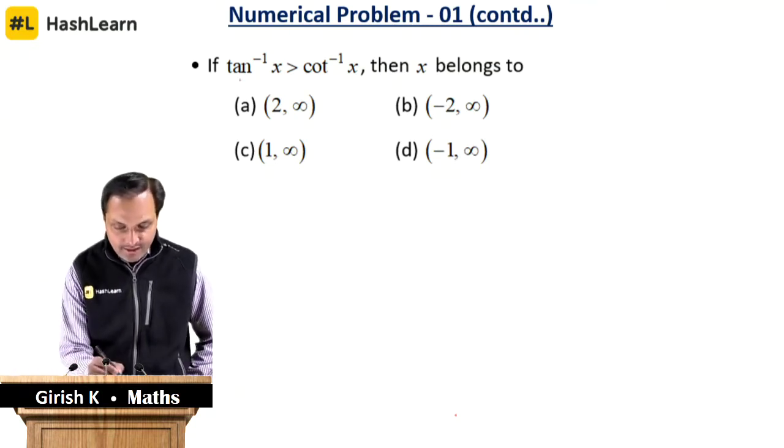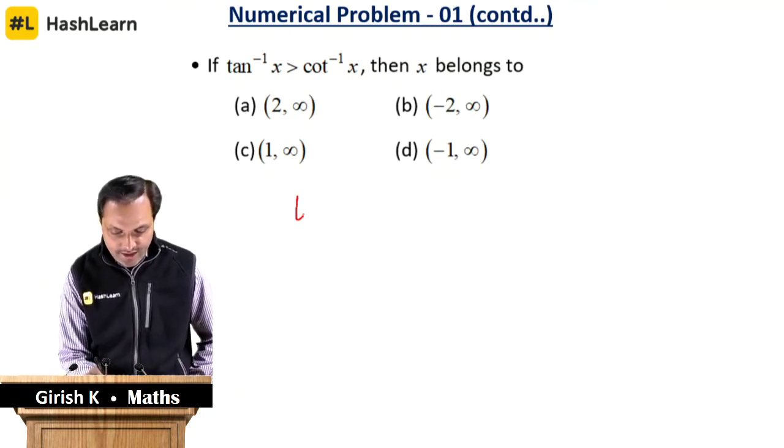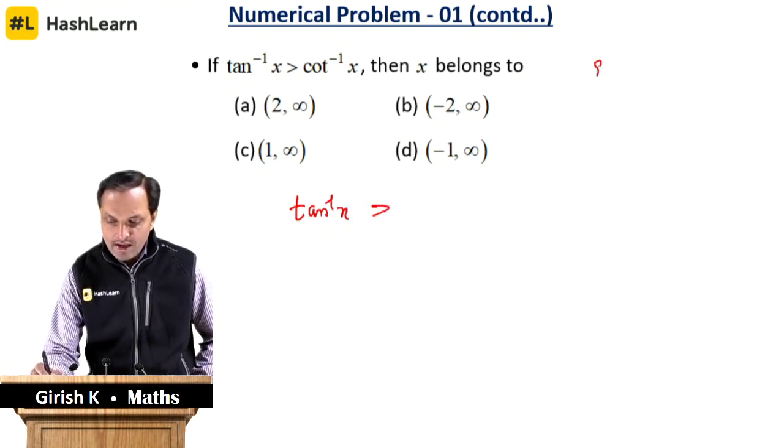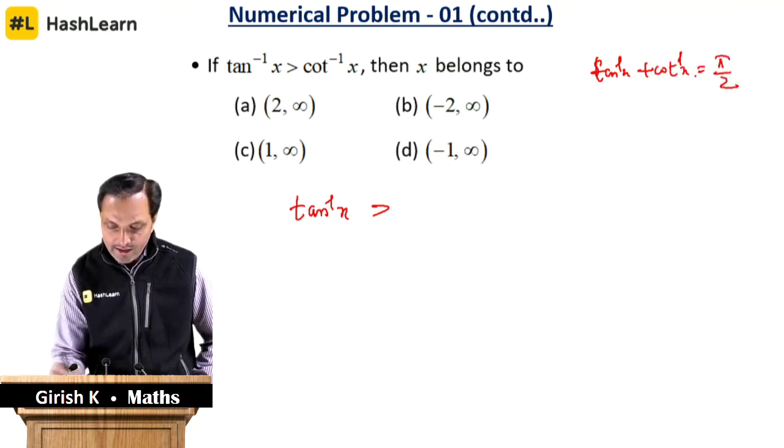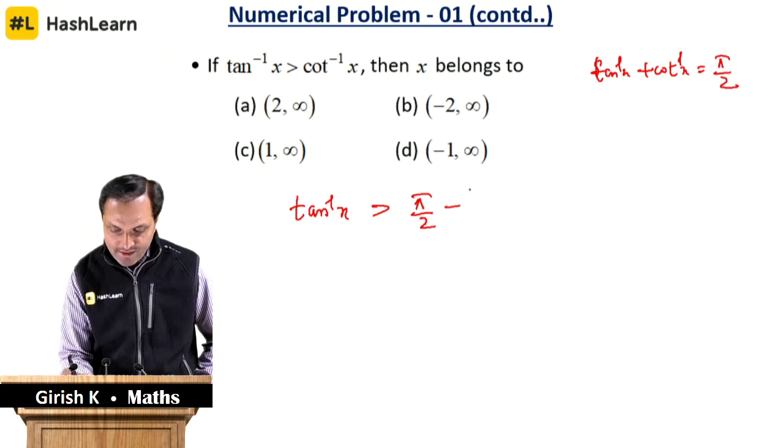Okay. See here. Tan inverse x is greater than cot inverse x. See, you know that based on the formula, tan inverse x plus cot inverse x is equal to pi by 2. Can I write cot inverse x as pi by 2 minus tan inverse x?